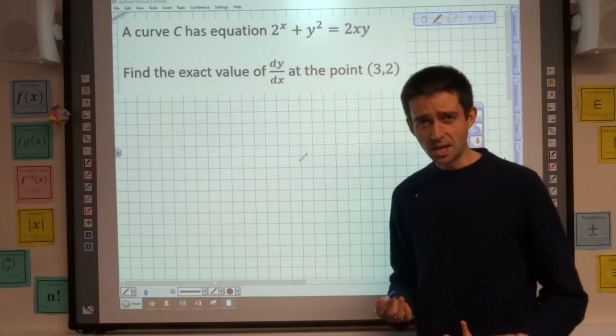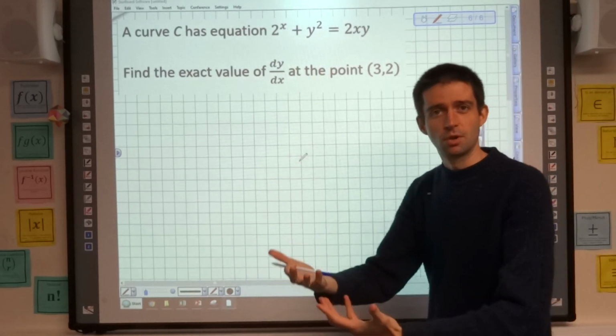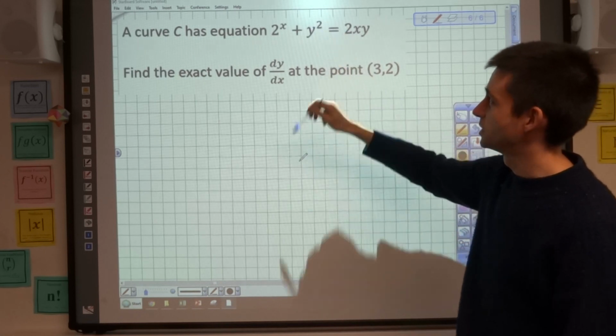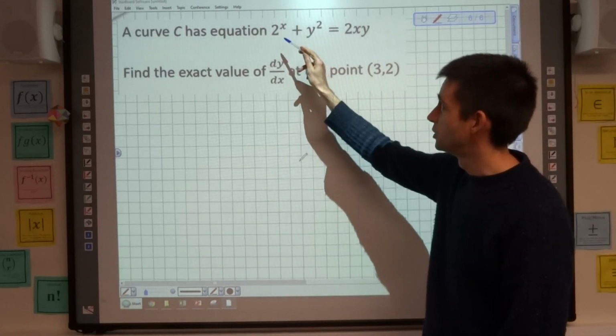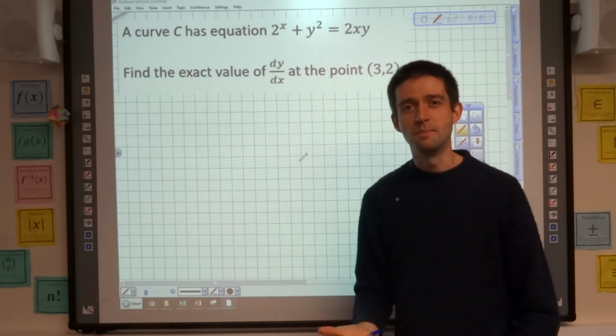So what do I mean by an index variable? Well, by an index variable, I mean that the power is a variable x. So here we have 2 to the power of x. So rather than y squared, where the power is a constant, 2 to the power of x, the index, the power, is variable. So that's what we mean with that.